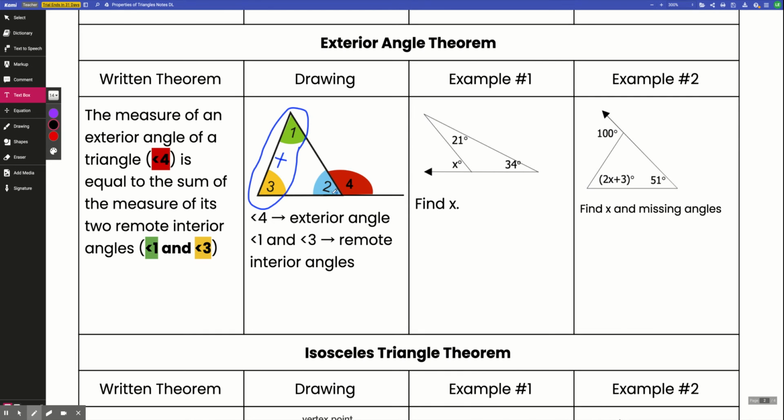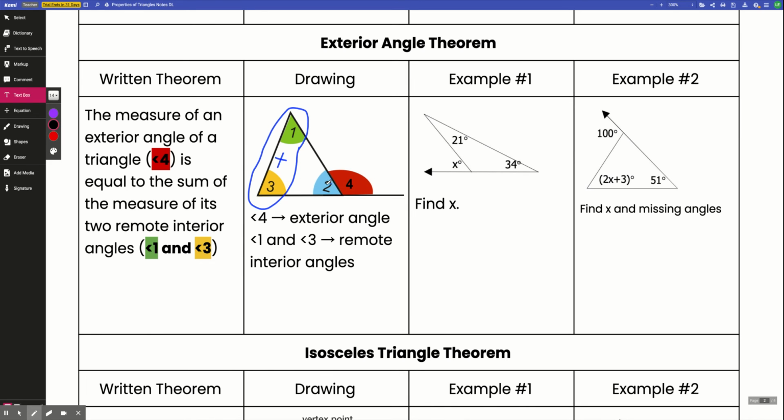So for example, angle 2 in this drawing is right next to angle 4. It's attached to angle 4, okay, which means it's not a remote interior angle. It's just a regular interior angle. Okay, so 1 and 3 are my remote interior angles. Now, here's why this is cool and why it matters and why it helps you, okay?